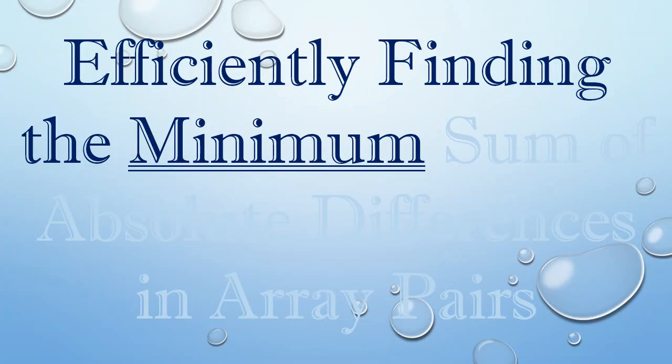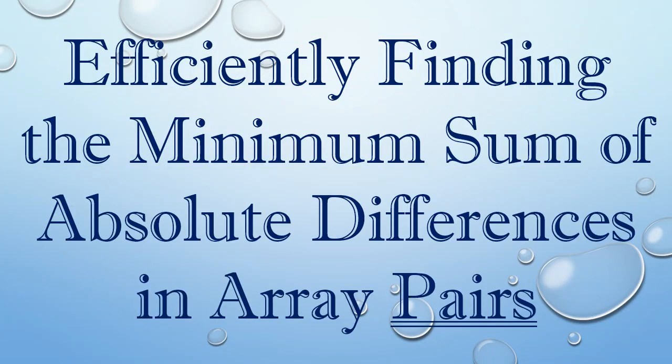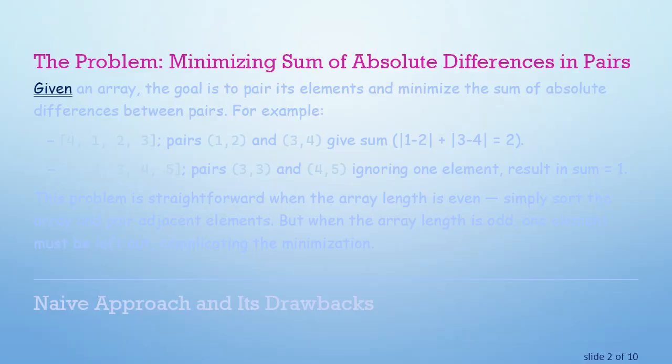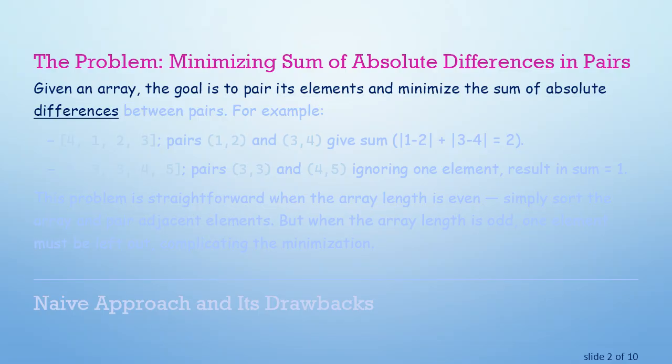Efficiently finding the minimum sum of absolute differences in array pairs. The problem: minimizing the sum of absolute differences in pairs. Given an array, the goal is to pair its elements and minimize the sum of absolute differences between pairs.